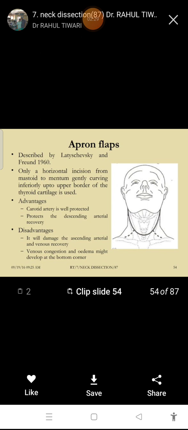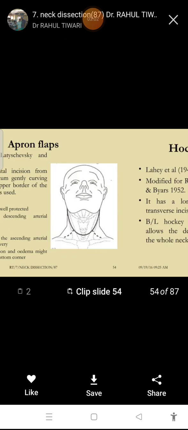Apron flap, described by Latyshevsky and Freund in 1960. Only a horizontal incision from mastoid to the mentum, gently curving inferiorly up to the upper border of the thyroid cartilage. Advantages: carotid artery is well preserved, protects the descending arterial recovery. What is the disadvantage of the apron flap? It will damage the ascending arterial and venous recovery, and venous congestion and edema might develop at the bottom corner.